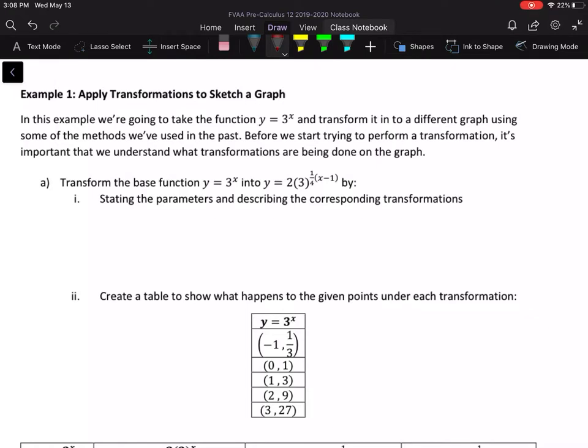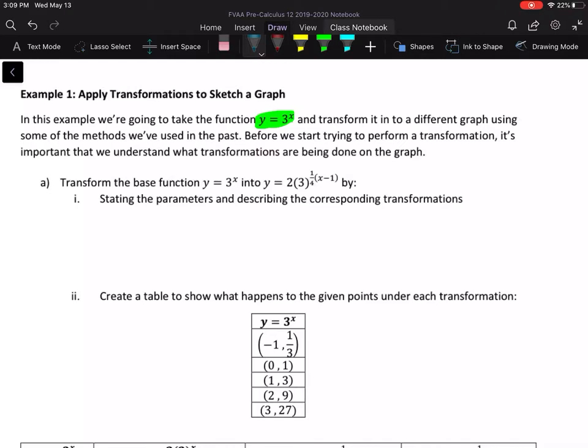So in this example, we're going to take a function of y is equal to 3^x. Now, which transformation is that 3? Okay, hopefully you answered that it's not a transformation, and you'd be correct. That 3 is not a transformation. It's not an a value. It's not a b value. It's not an h or k value. It's the constant. It's c. Okay, and it's not a transformation. And we'll transform it into a different graph using some of the methods we've learned in the past.